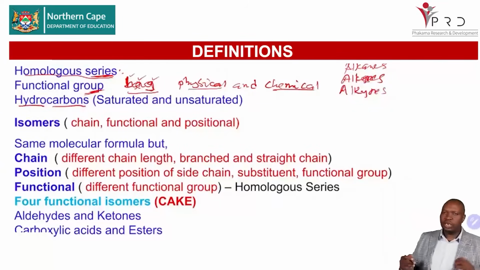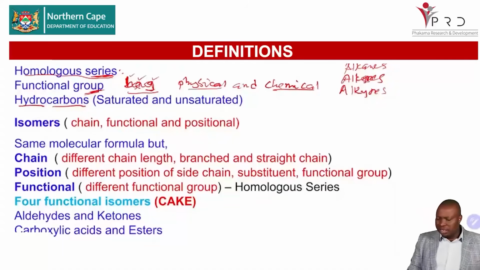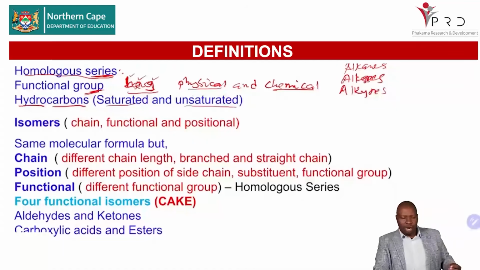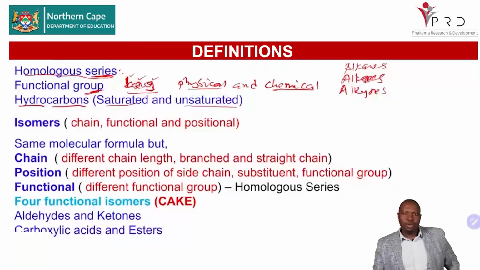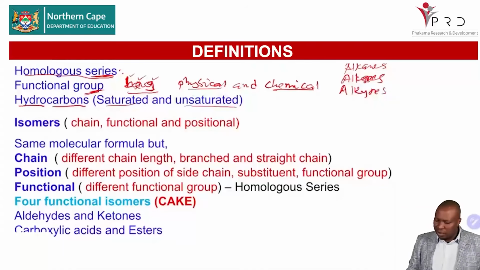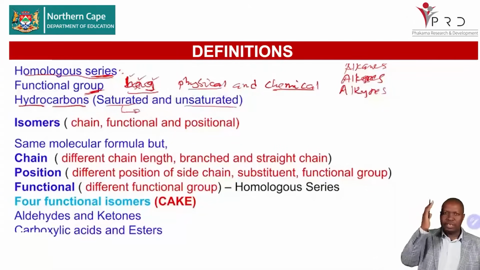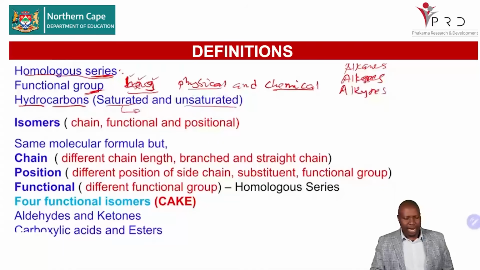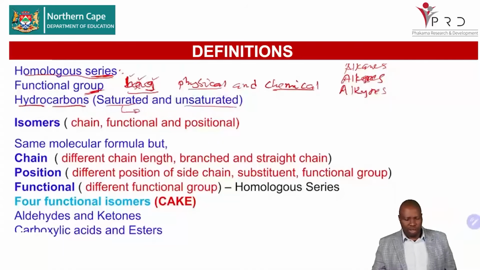So it's only hydrogen and carbon atoms that make up a hydrocarbon. And these hydrocarbons can be saturated or unsaturated. So you are able to know that when we say they are saturated, we are saying they have no multiple bonds between carbon atoms. Please, always let's use the definitions from the exam guideline. When we say saturated, we are saying they have no multiple bonds between carbon atoms.